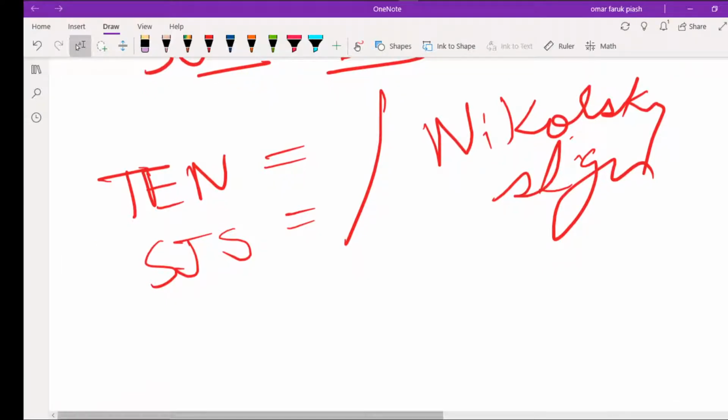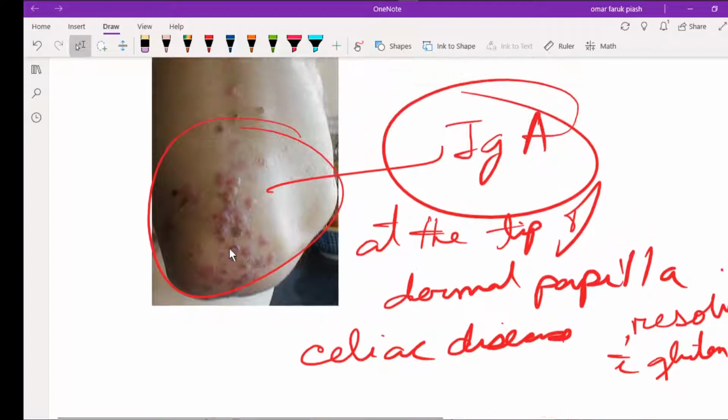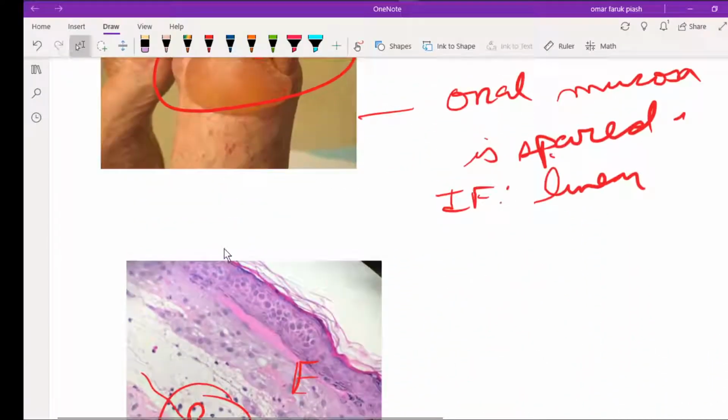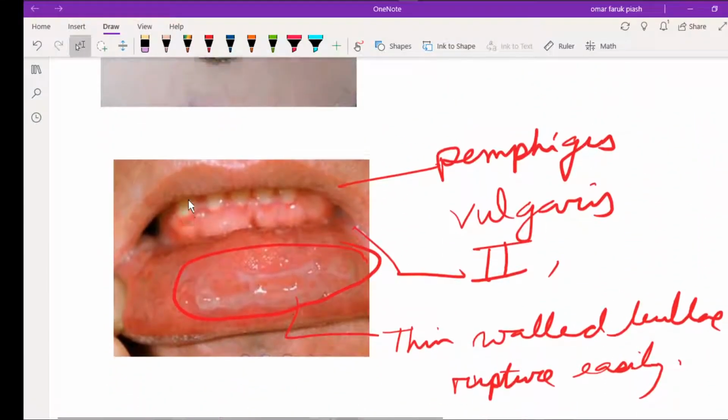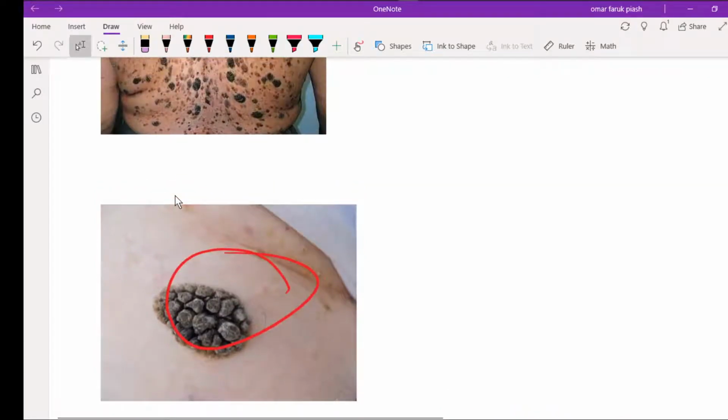Then I would like to talk about some tumors. First of all, this is the picture of seborrheic keratosis. This is a benign squamous proliferation.